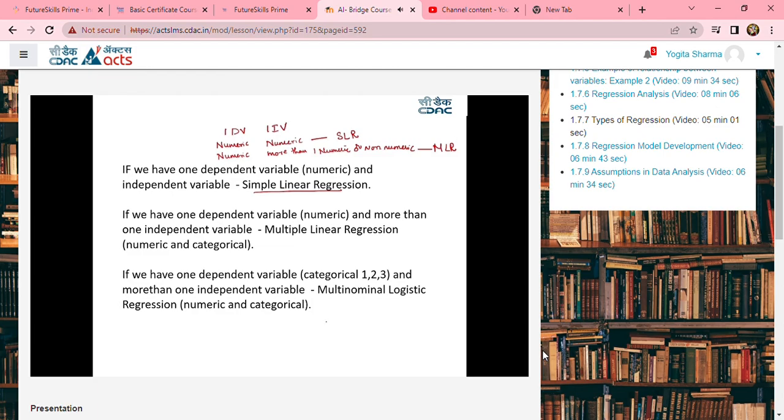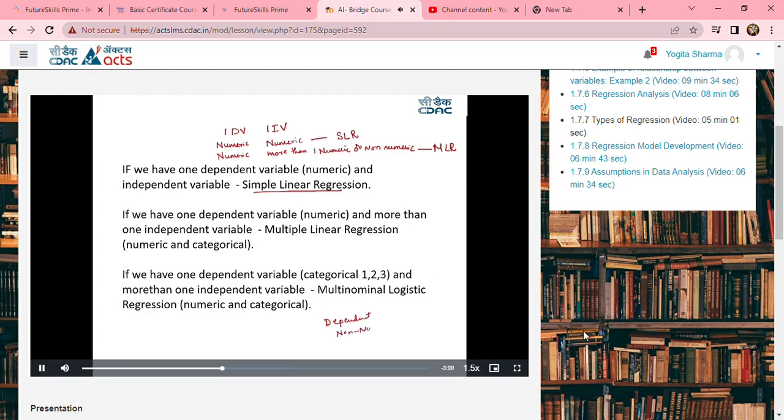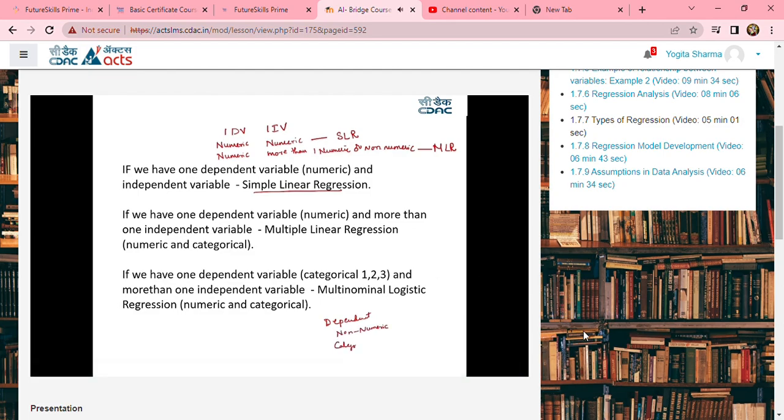Right? So if your dependent variable is non-numeric, that is categorical in nature, carrying two responses of yes or no, and more than one independent variable which can be numeric or non-numeric, then we use something called binary logistic regression. If you have a categorical variable with more than two responses, then we use multinomial logistic regression. So these are the different regression models that exist depending on the nature of the variables you have.